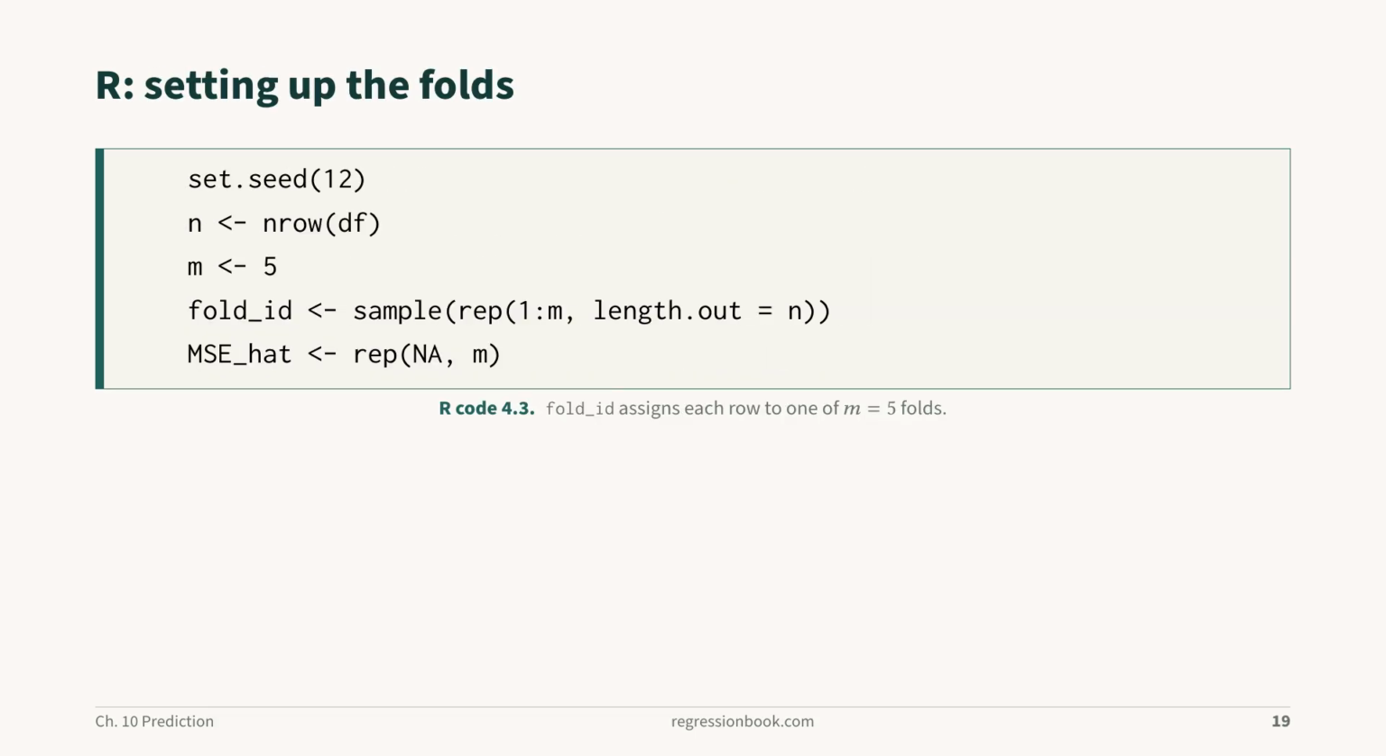For cross-validation in R, this page creates 5-fold labels after fixing the seed. Every row receives exactly one label, and an empty vector is prepared to store one validation error per fold. Notice that the folds are defined before the loop begins. We want every candidate specification to face the same partitions, otherwise differences in estimated performance would partly reflect different random splits, rather than the models themselves.